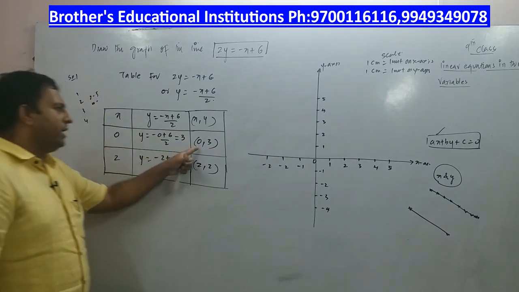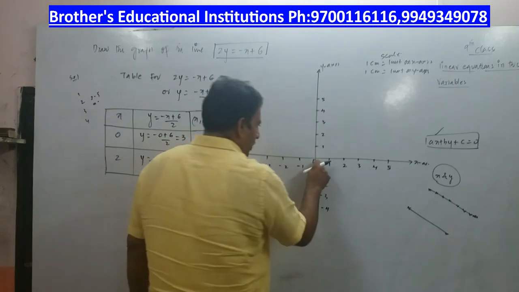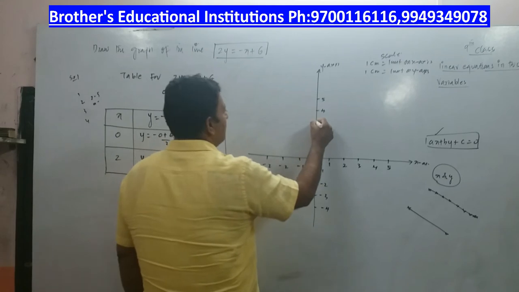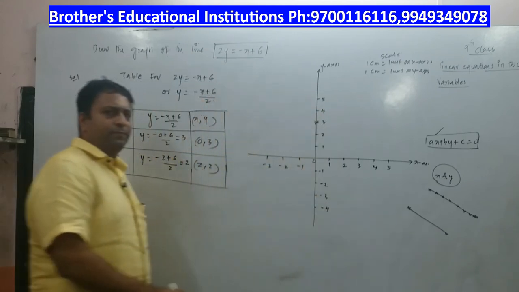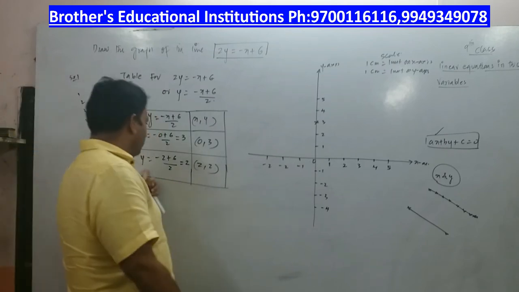Now once you do that plotting, that scaling work, what you have to do is plot. For x is equal to 0, what is the value of y? 3. So I will mark that point. Next, when x is equal to 2, what is the y value? 2.